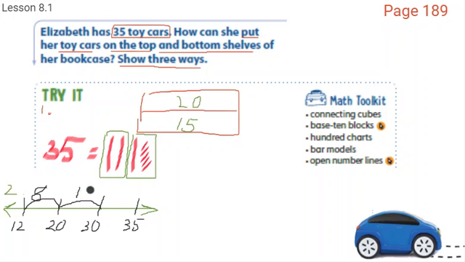So I added, there's 10, right? And then how much more do I need to go here? Well, 5. 30, 1, 2, 3, 4, 5. So that's 5 ones.